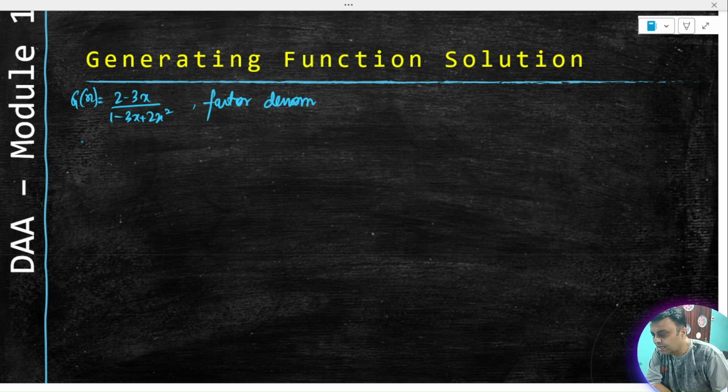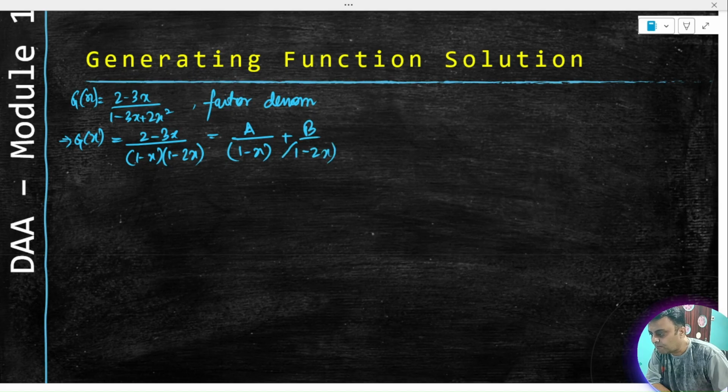then gx is equal to (2 minus 3x) divided by, factoring the denominator with middle term factorization, (1 minus x)(1 minus 2x). I have already taught you how to do it, so we can write this as a sum of partial fractions, right? So I can solve this now. If I take the LCM, this would imply that 2 minus 3x is equal to a into (1 minus 2x) plus b into (1 minus x).